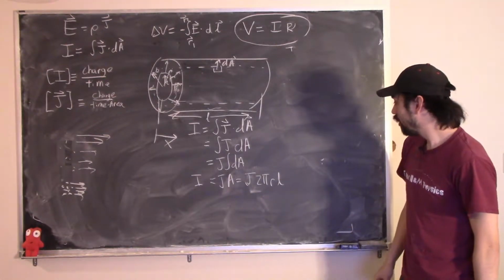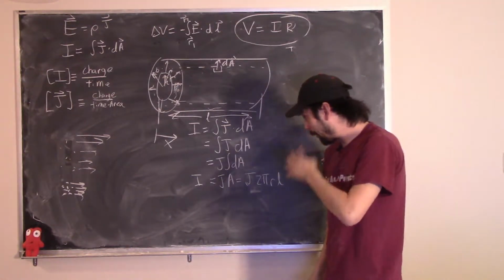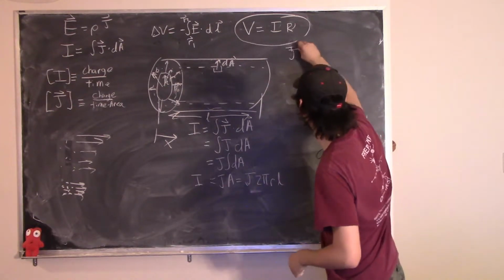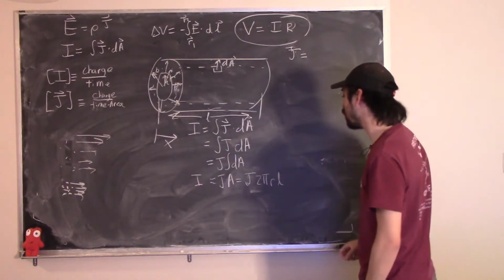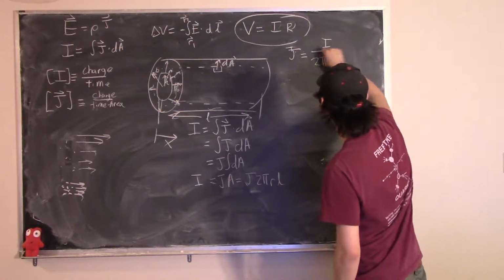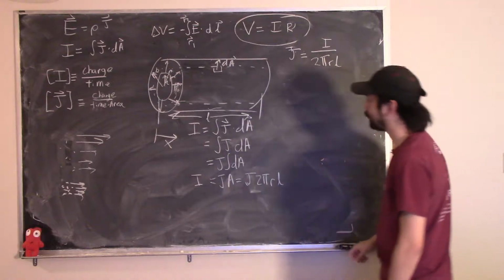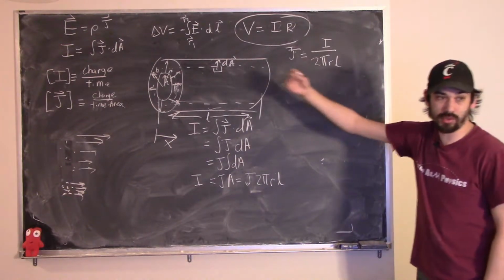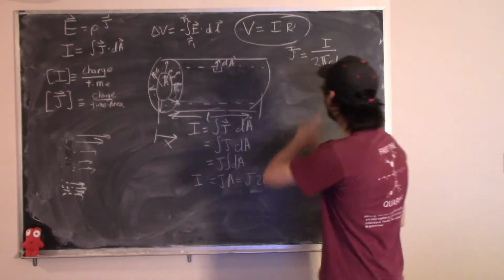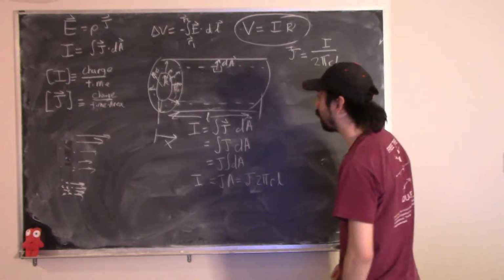Okay? So now we can rearrange this again, and what we see is that our current density, J, is just going to be equal to I divided by 2 pi r times L. And again, we're just going to go through the same process. So now that we have what the current density is, we can plug that into our microscopic form of Ohm's law.